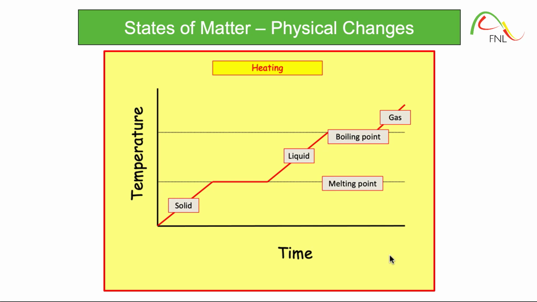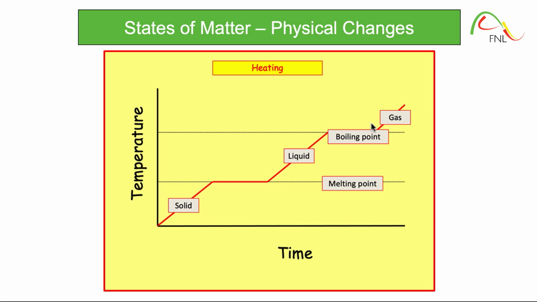Now here we've got a little graph showing what's happening. Along the x-axis, which is here, we've got time. On the y-axis up here, we've got temperature. Now as we put energy into a solid, we reach a point where there's no further change in temperature, but it'll change from being a solid to a liquid. This is called the melting point. Similarly, a liquid is heated. At this point, called the boiling point, it changes to a gas.